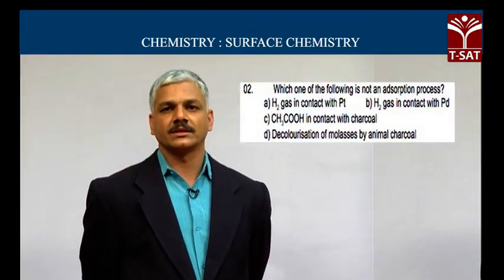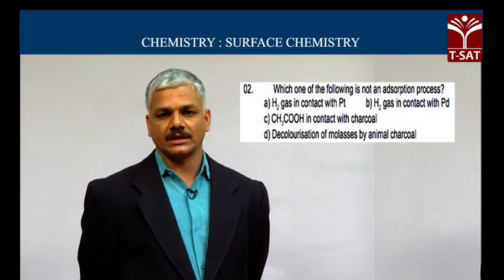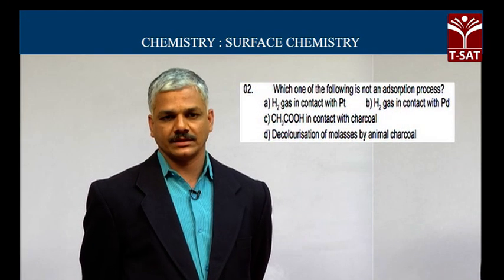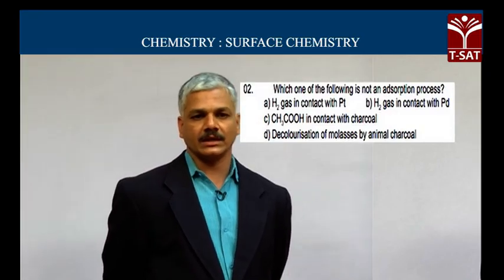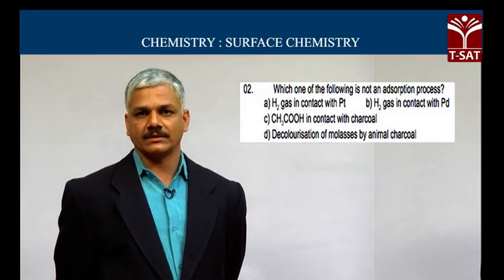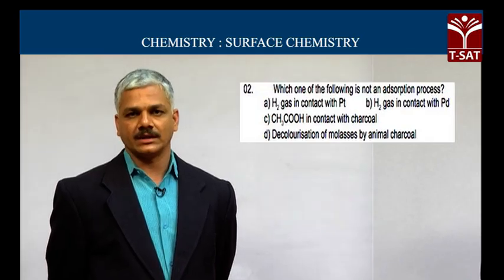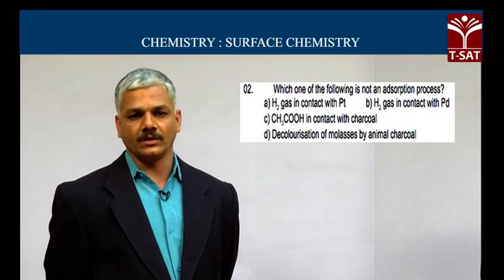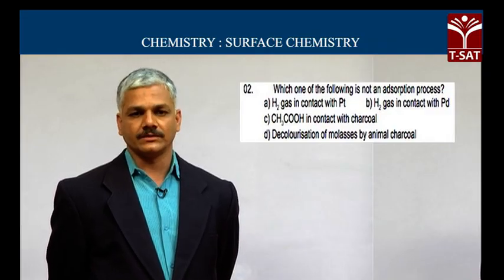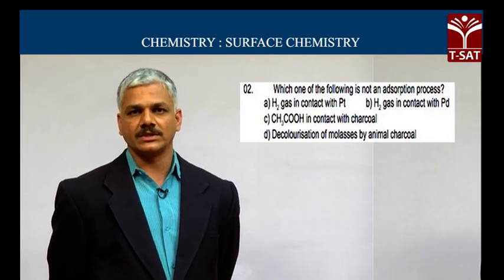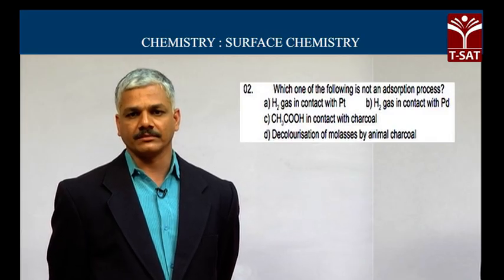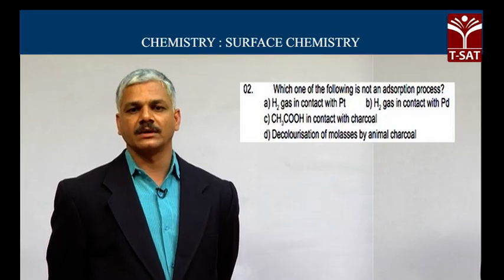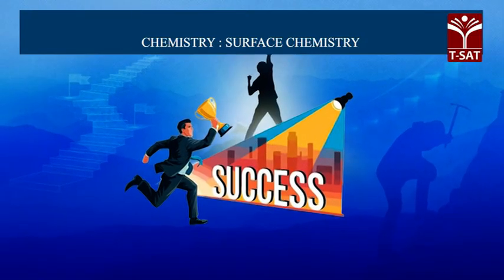Second question, which of the following is not an adsorption process? Given options are A. Hydrogen gas in contact with platinum, B. hydrogen gas in contact with palladium, C. acetic acid in contact with charcoal, D. decolorization of molasses by animal charcoal. The correct option is B. Hydrogen gas in contact with palladium is not an example of adsorption process.